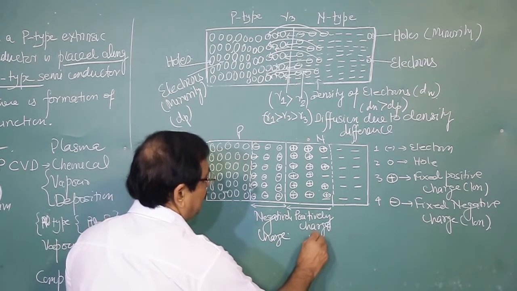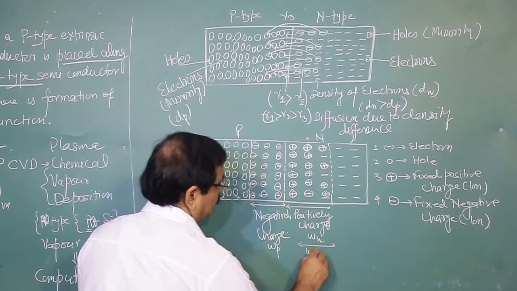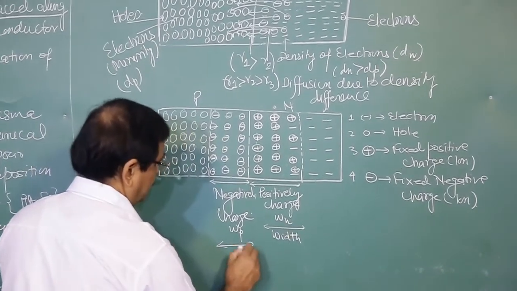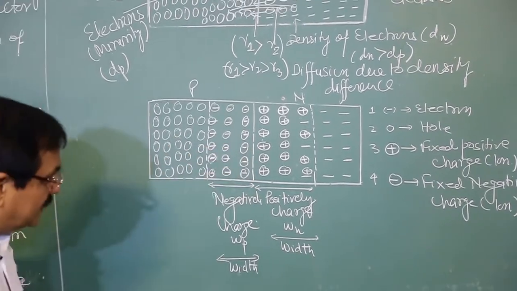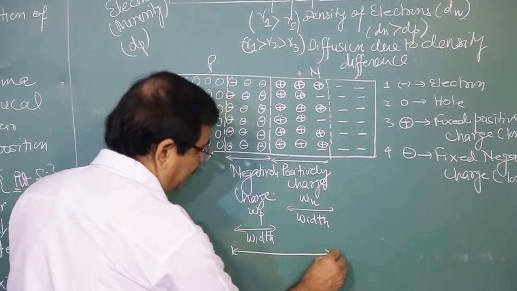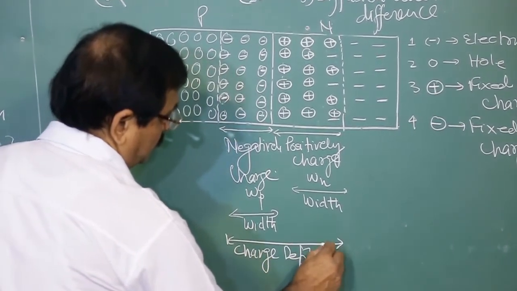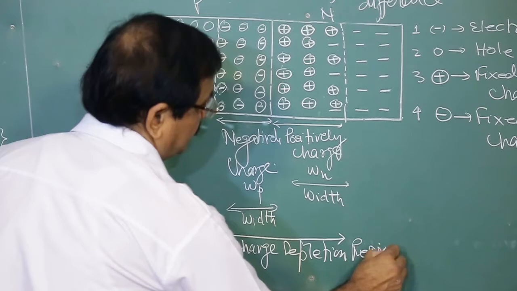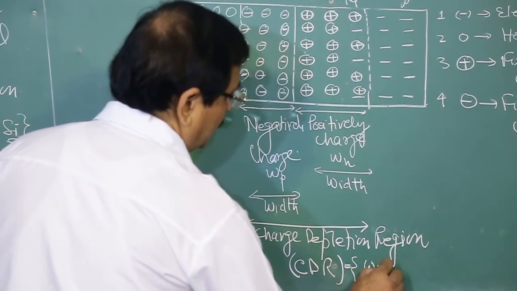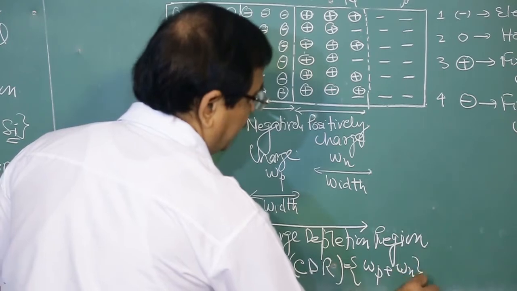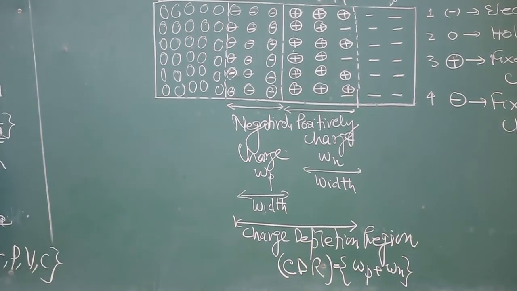This width is Wn and here it is Wp. This whole width is known as the charge depletion region, in short CDR. This CDR is equal to the width of the P side plus the width of the N side, and that is the potential barrier. This width is the potential barrier.